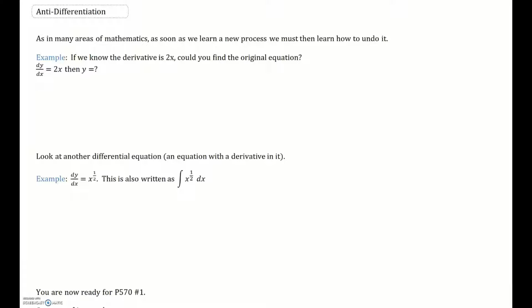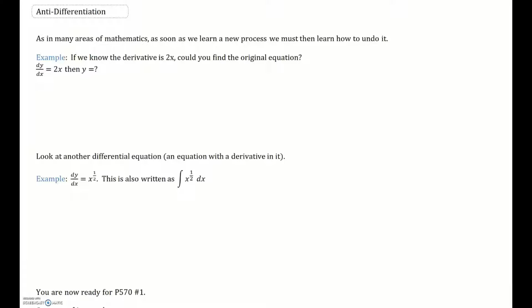Well, guess what? In calculus we have the same thing. We have derivatives, which talk about gradients, or slopes, and then tangent lines. And then we have integration, which is, hey, look, somebody shows you an equation that is a derivative, and could you get me back to the original equation? So kind of undoing what you have done.